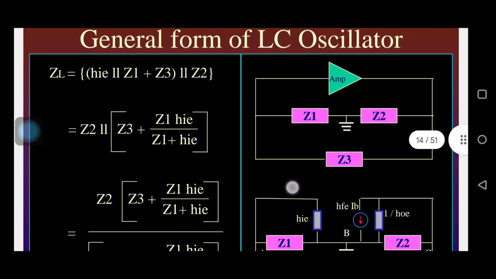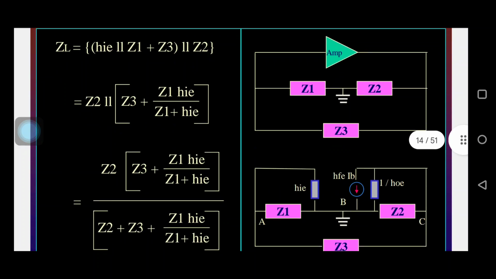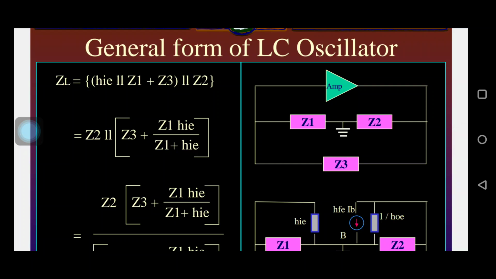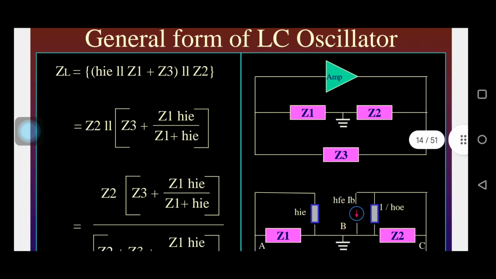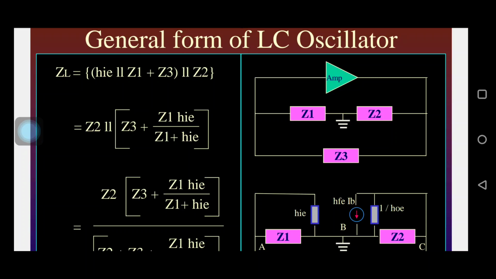And now we are going to discuss the general form of LC oscillator. So what is the general equation of the LC oscillator? Now please see the diagram. With the help of this diagram we are going to derive the general equation of LC oscillator. This diagram shows one amplifier and three components, Z1, Z2 and Z3. Here Z1 and the input impedance hie are in parallel, and those two are in series with Z3, and Z2 is parallel with hie, Z1 and Z3.